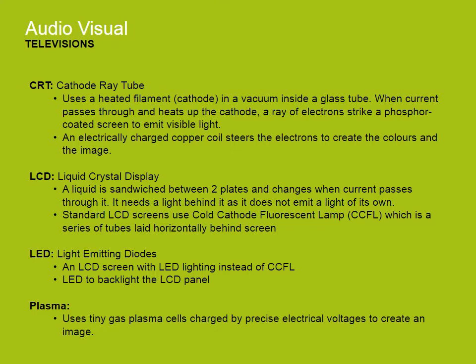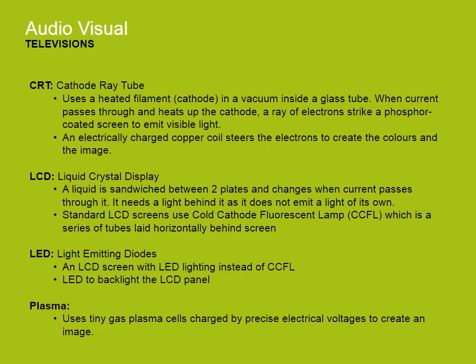CRT televisions, or cathode ray tube televisions, are the classic older type of television models. They use a heated filament, or a cathode, which is in a vacuum inside a glass tube. When current passes through the filament, it heats the cathode, producing a ray of electrons that strike a phosphor-coated screen to emit visible light. LCD televisions use a liquid crystal display, where a liquid is essentially sandwiched between two plates and changes when current passes through it.